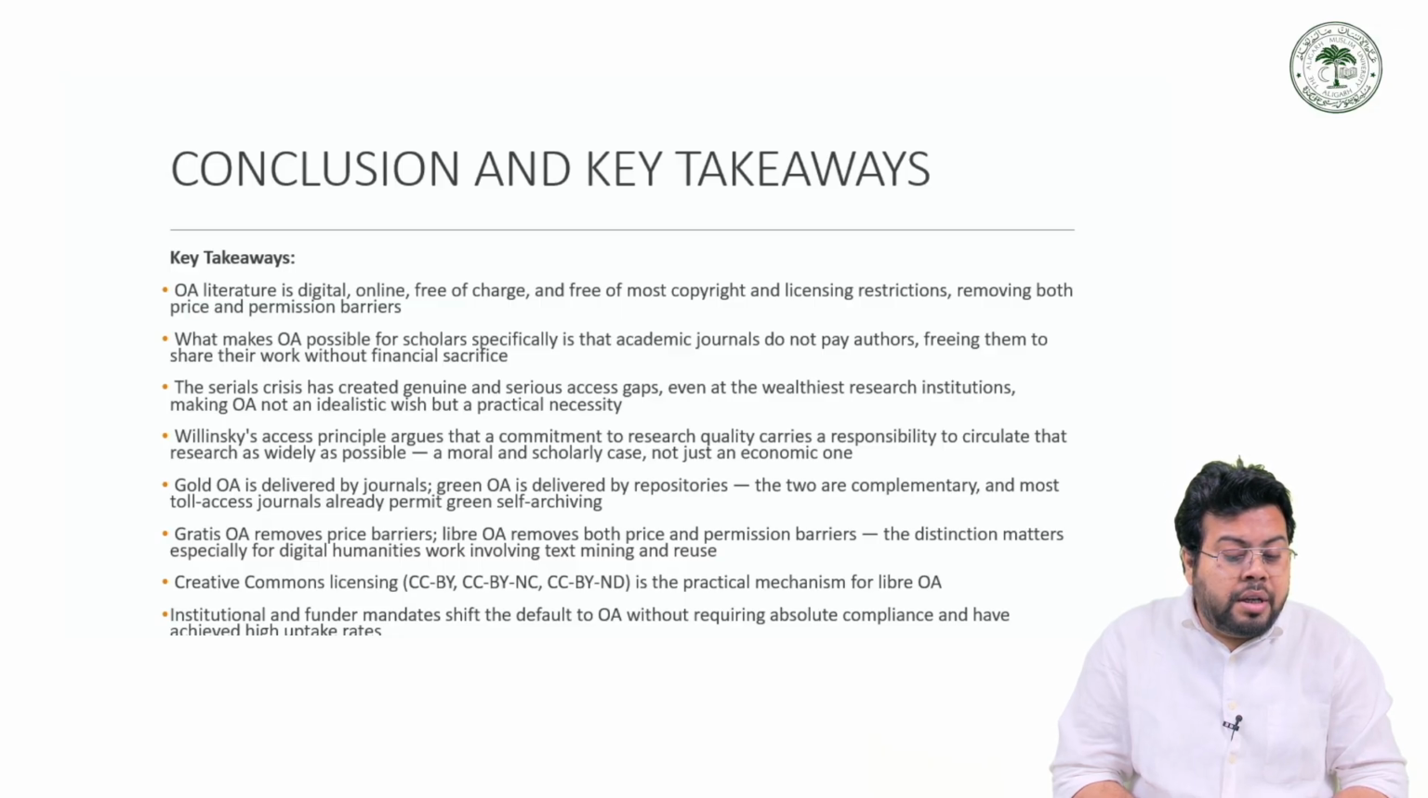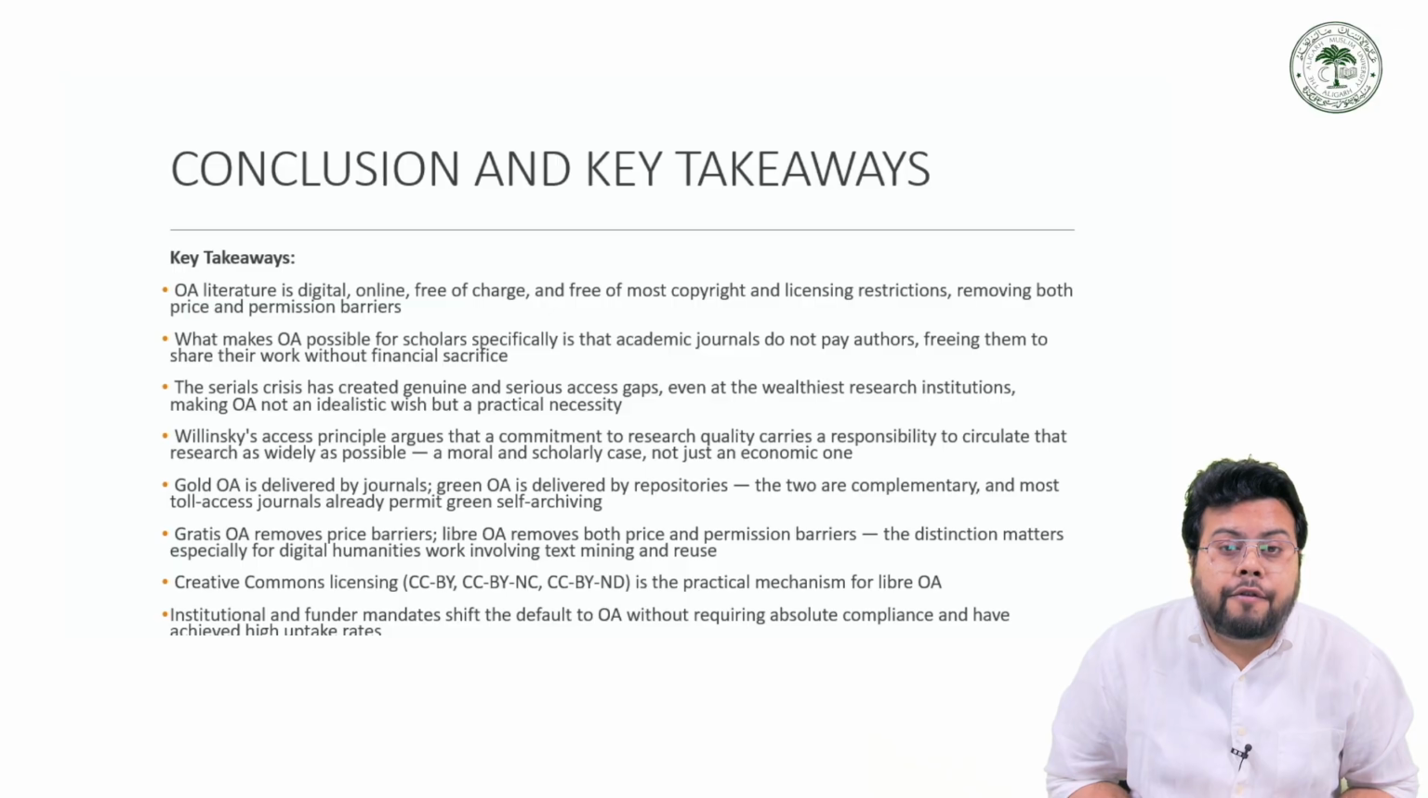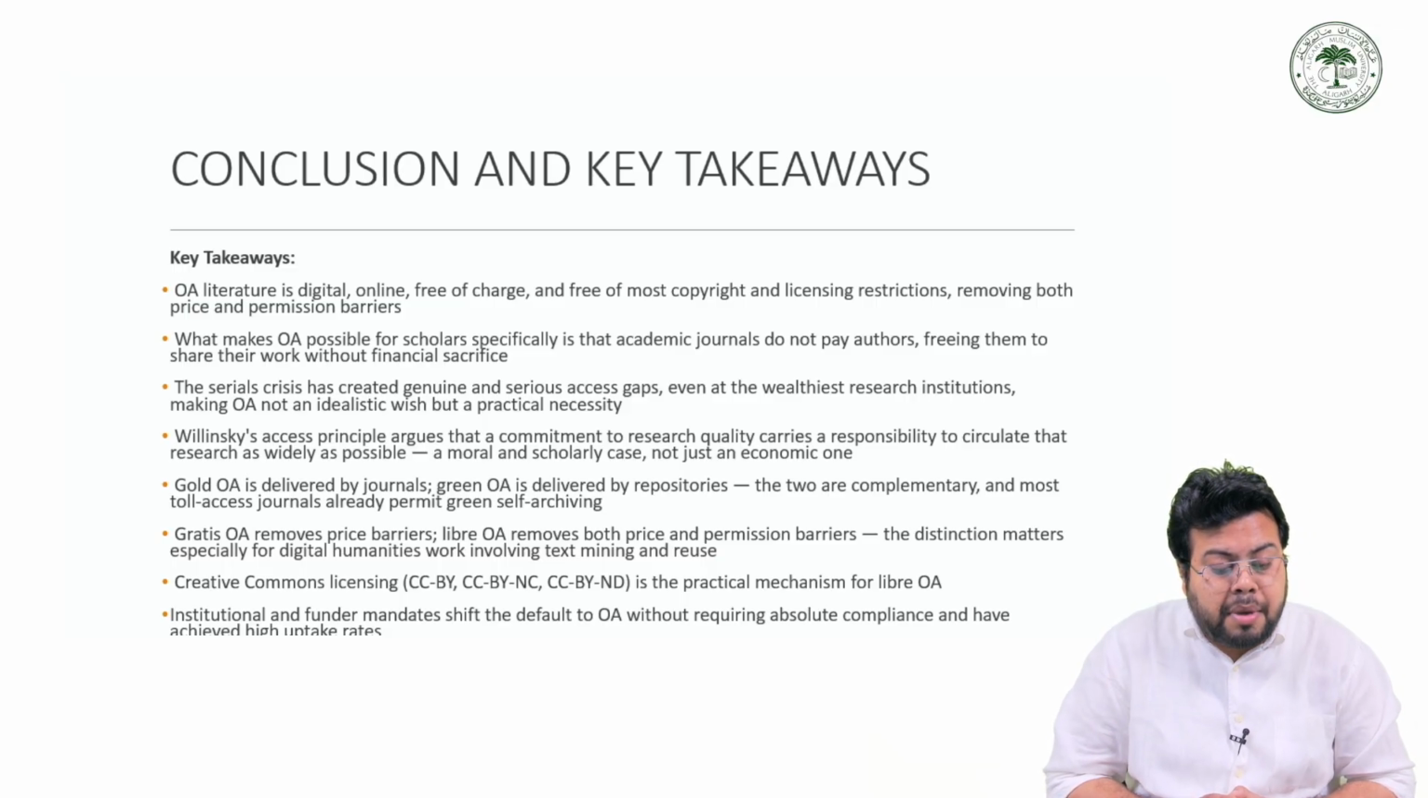So open access literature is digital, online, free of charge and free of most copyright and licensing restrictions, removing both price and permission barriers. What makes open access possible for scholars specifically is that academic journals do not pay authors, freeing them to share their work without financial sacrifice. The serials crisis has created genuine research access gaps, even at the wealthiest research institutions, making open access not an idealistic wish but a practical necessity.